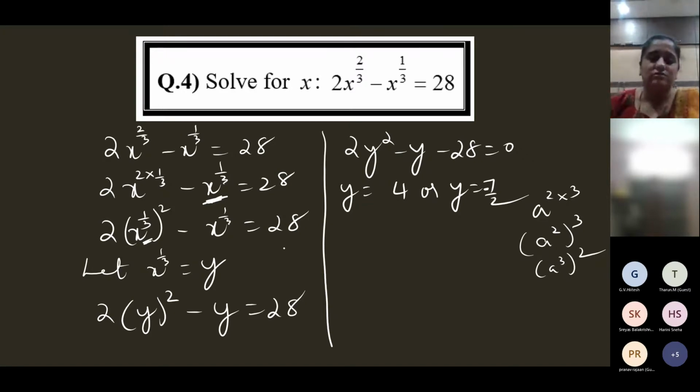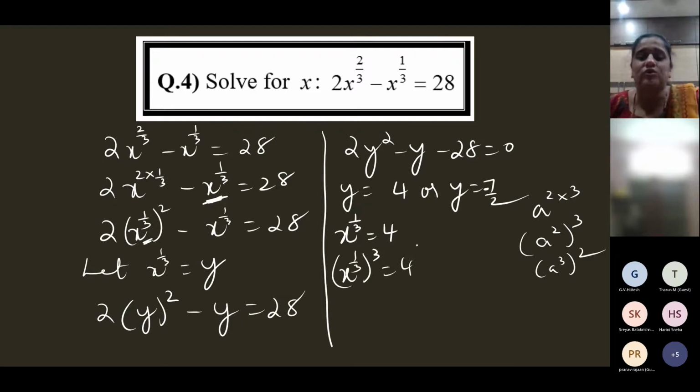Now, how do you proceed? On solving, you get y is equal to 4 or y is equal to minus 7 by 2. Now, what is y? x to the power 1 by 3. So x to the power 1 by 3 is equal to 4. Now cube this on both sides because you need to find the value of x. So x to the power 1 by 3, the whole cubed, is equal to 4 cubed. The 3 and 3 get cancelled. So x is equal to 64.